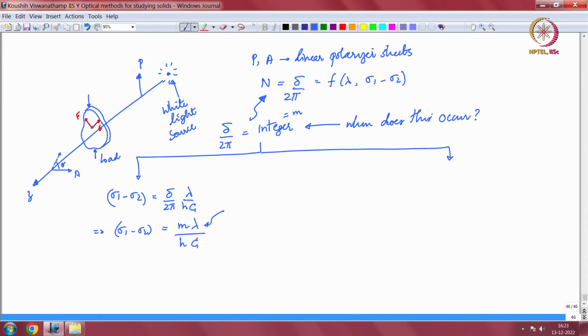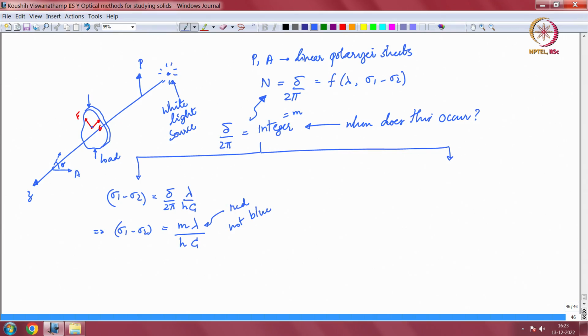So you will not have, for example, if this is satisfied for red, then it is not satisfied for blue, clearly, because m is not changing, h is not changing, c is certainly not changing. So you have to have a different value of sigma 1 minus sigma 2, because lambda for blue is different from lambda for red. Okay. So if it is satisfied for red, that means the analyzer will cut out the red light.